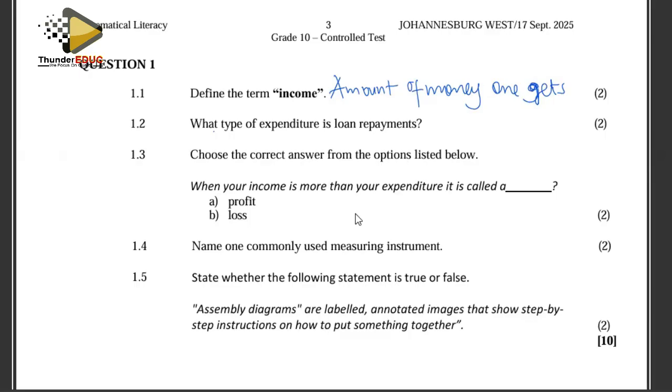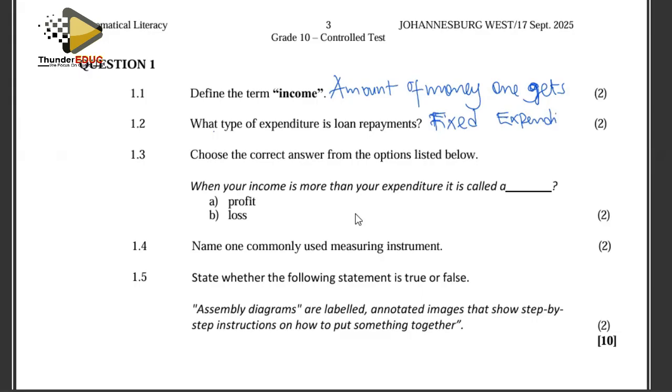What type of expenditure is a loan repayment? Types of expenditure we have variable, fixed, occasional. But then loan repayment, it's fixed. Why? You pay the same amount of money every month. So it's a fixed type of repayment. Fixed expenditure, this one. It's a fixed what? Expenditure.